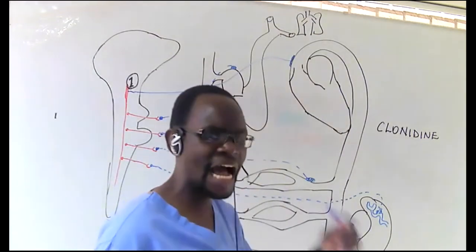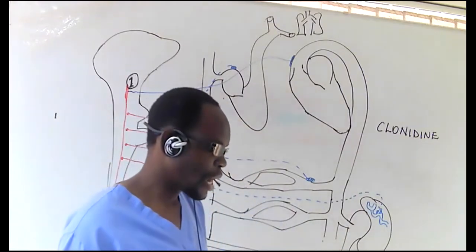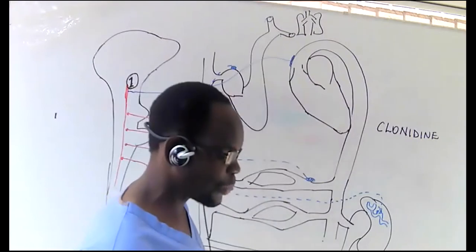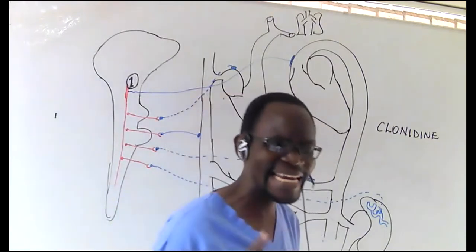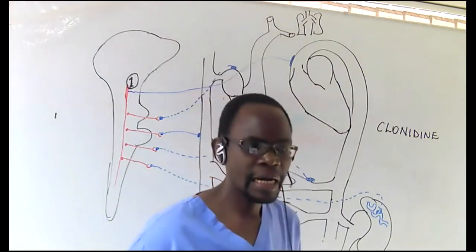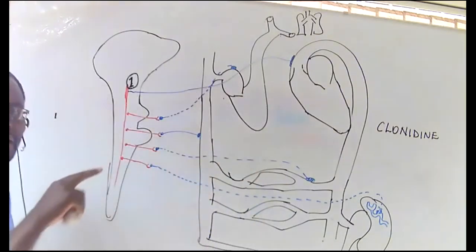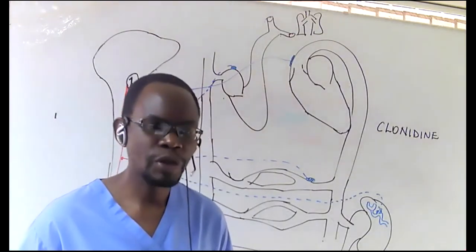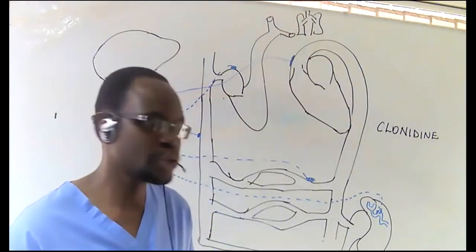So it basically stimulates the alpha 2 receptors at those endings, bringing about a problem with release. Now, the other example that works slightly differently is alpha methyl dopa. It is also a centrally acting sympatholytic drug, but it works in a slightly different way, as I'm going to illustrate to you, ladies and gentlemen.